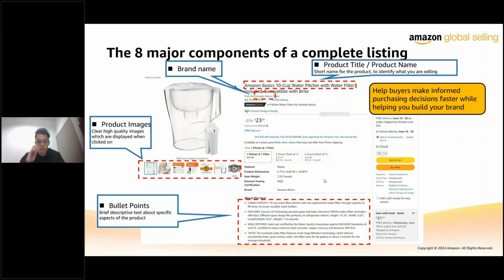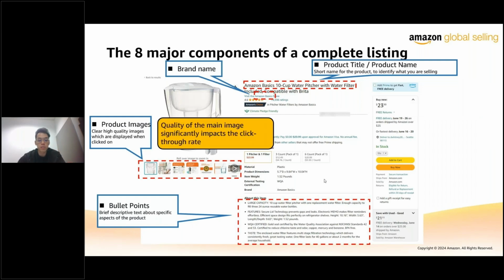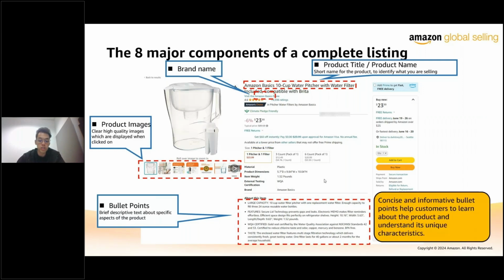You can see they help buyers make informed decisions while helping to build your brand. The quality of the main image significantly impacts the click-through rate, and concise, informative bullet points help customers learn about the product and understand its unique characteristics.